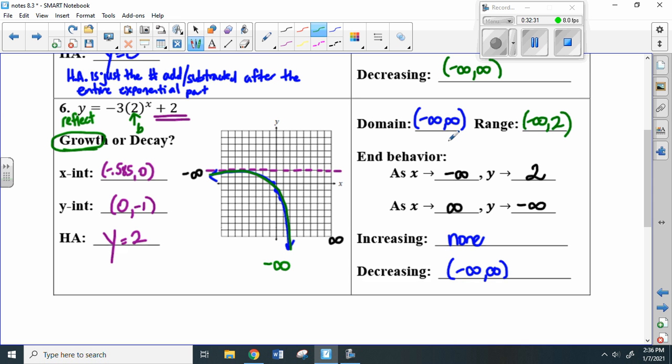Okay, whew, I know that was a long video, and unfortunately that's only the first half of the lesson, but that is how to graph exponential functions.